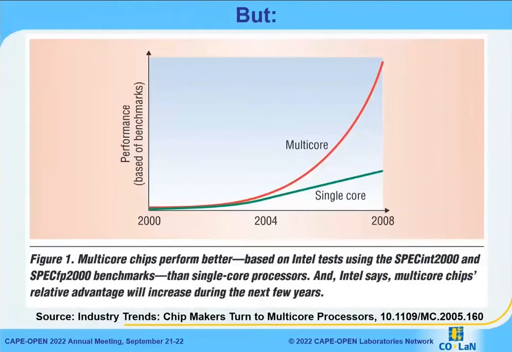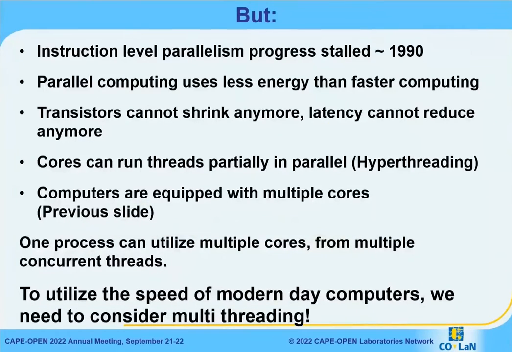But this is no longer the case. This image has been taken from Computer Magazine, and this clearly shows that double the transistor count does not translate to double the speed on a single core anymore. It essentially translates to double the cores. So there are some reasons for that. The instruction level parallelism progress has stalled since 1990. You can check that on Wiki. I'm not going to explain.